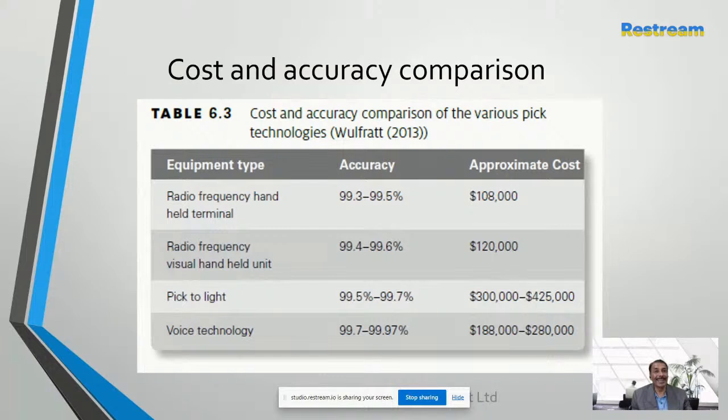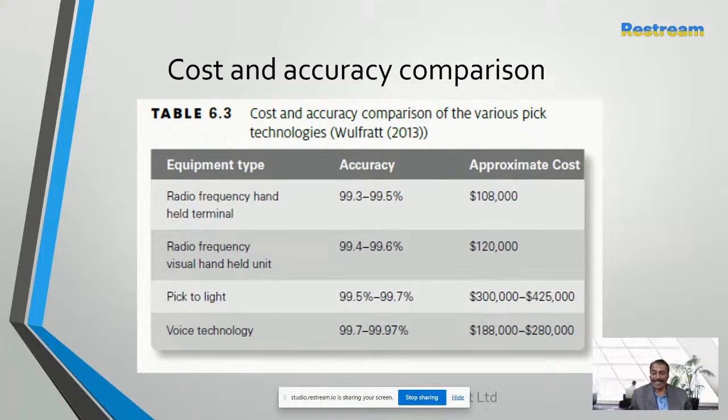We are talking something near to 100% accuracy. And for different kinds, for example, pick to light is more expensive compared to all the mechanisms, because original investment is required. But you can see the level of accuracy being improved. And when you go to the voice technology, it is almost close to 100%.